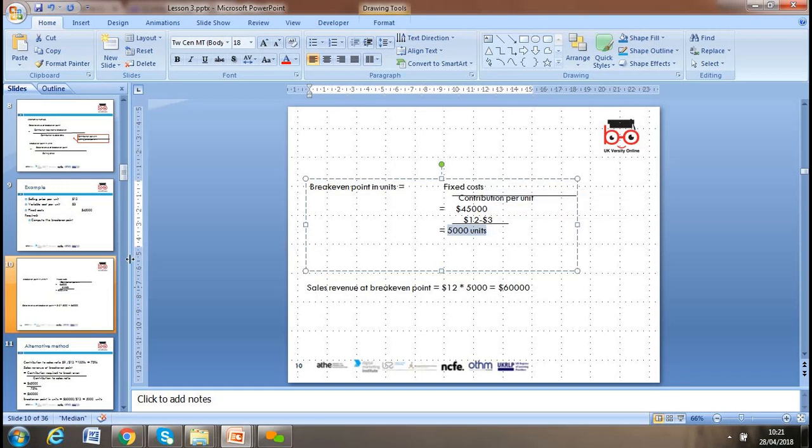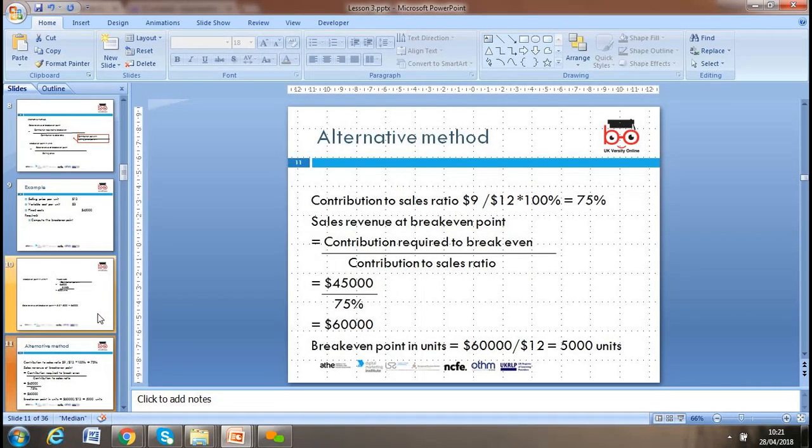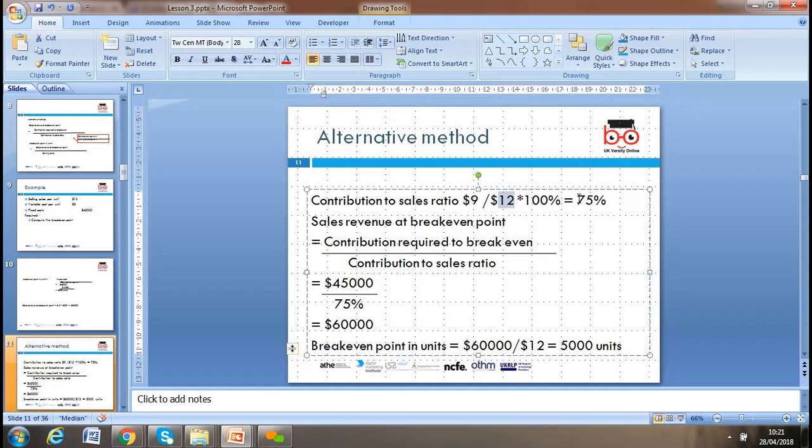So next we are looking at the contribution ratio. We can calculate that as well if we need to. My contribution is 9. My selling price is 12. So the contribution as a percentage is 75% of my revenue. Yes, so my sales are giving me 75% contribution.